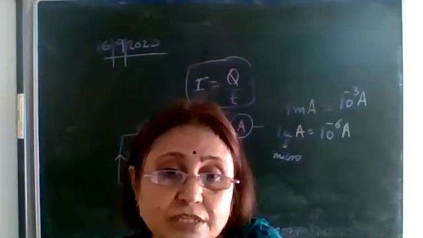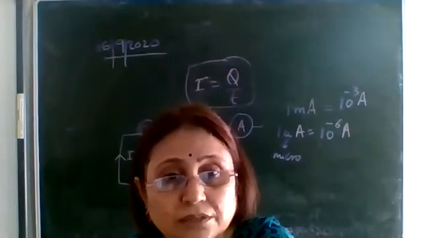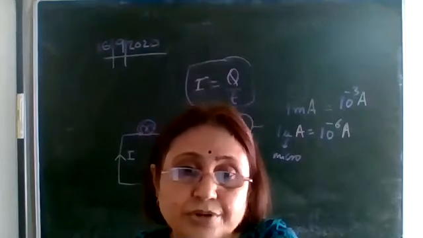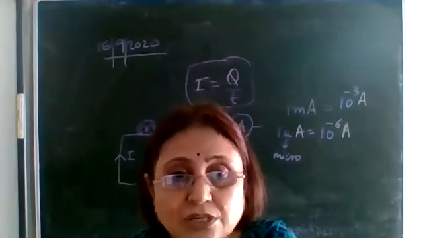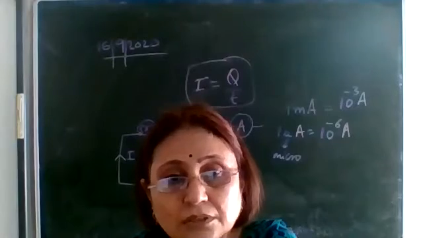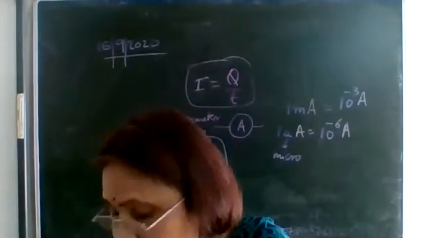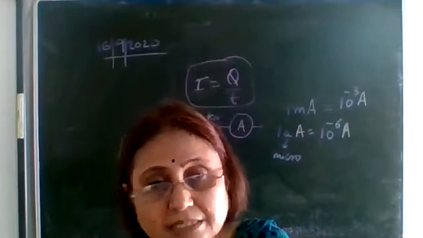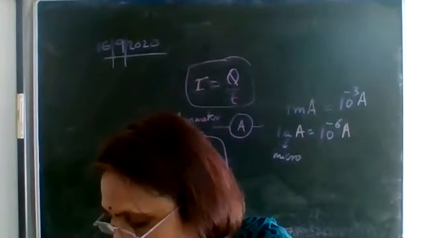Okay, how will you find out the charge on one electron? 1 coulomb of charge is the charge on 6 into 10 raised to power 18 electrons. So 1 electron will have a charge of 1 coulomb upon 6 into 10 raised to power 18, which is equal to 1.6 into 10 raised to power minus 19 coulomb. And as it is an electron, this charge will be negative. Okay, write the next question.